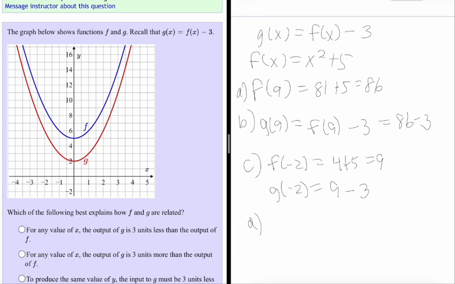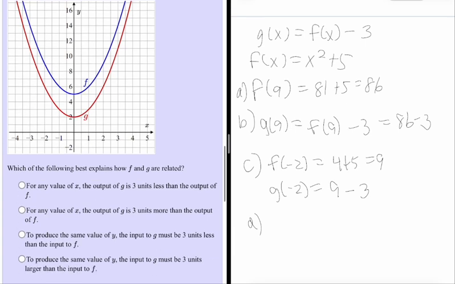See how our f function is in blue, our g function is in red, and all the points, just like we had done on the investigation, those 3 points slid, everything slid down 3, okay? So the outputs changed. The outputs are 3 units less than the outputs of f. So we would say this, for me, it's the first one.